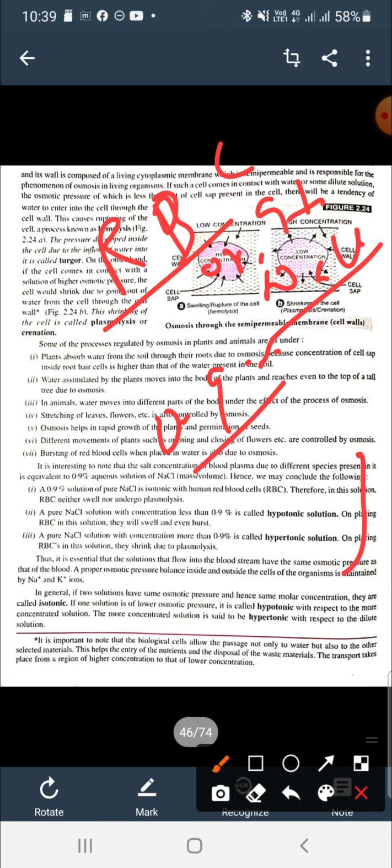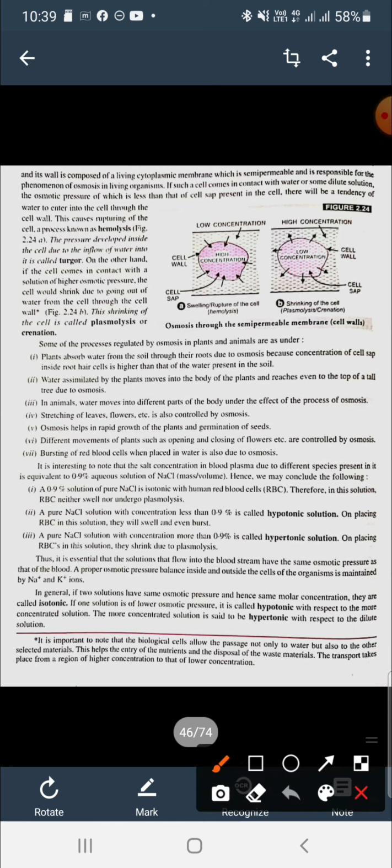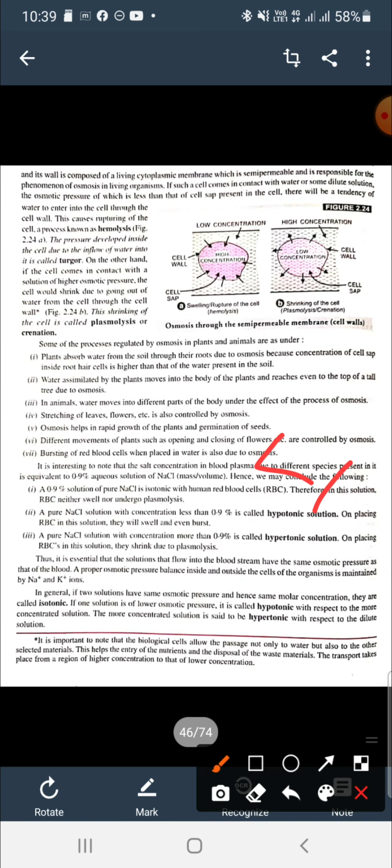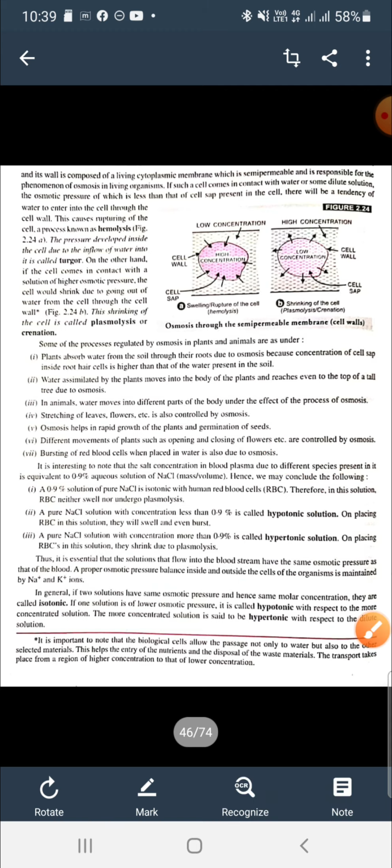But when we take a solution less concentrated than 0.9%, that particular solution is known as a hypotonic solution, and hemolysis occurs. So the cells will swell and even burst. But when an NaCl solution has a concentration of more than 0.9%, that particular solution is known as a hypertonic solution. If we place RBCs in these solutions, the RBCs shrink, and this is known as plasmolysis. So in a hypotonic solution, hemolysis occurs. When a hypertonic solution is present, plasmolysis occurs.